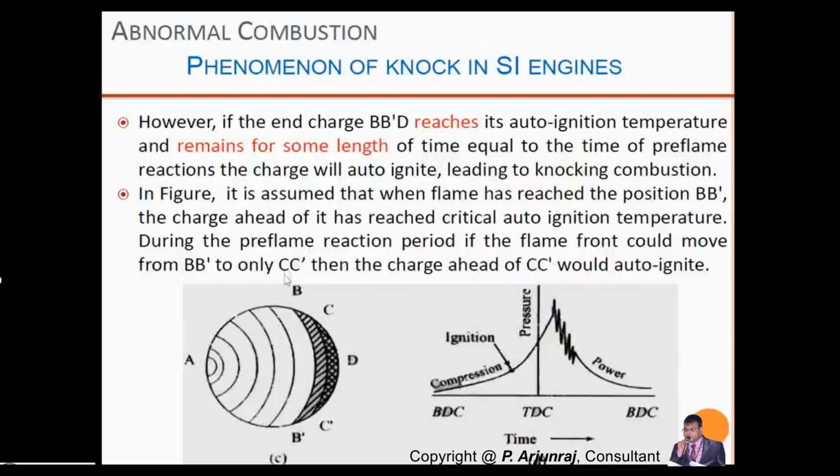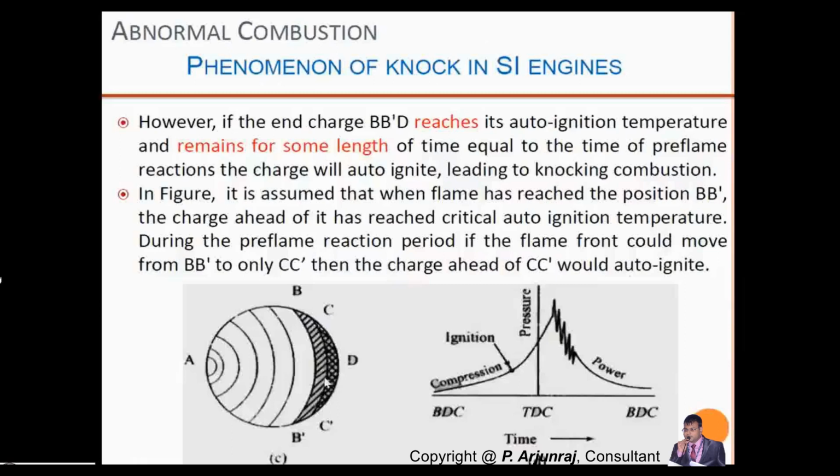So you see here there is one more charge. This is a cross-sectional area, CC dash. Here the charge ahead of CC dash would ignite. So in a normal combustion, the ignition will happen only at this particular point.